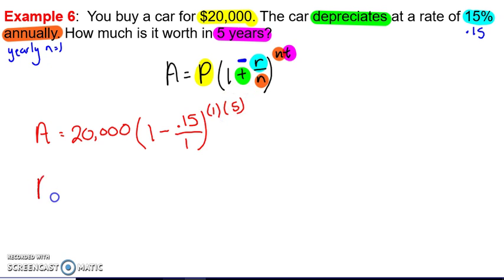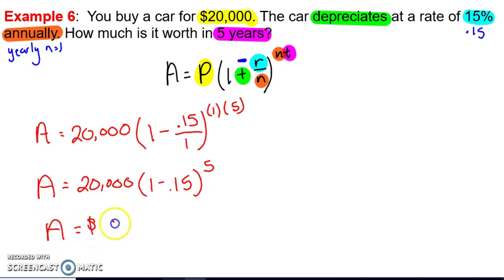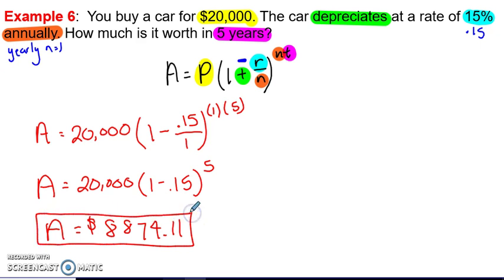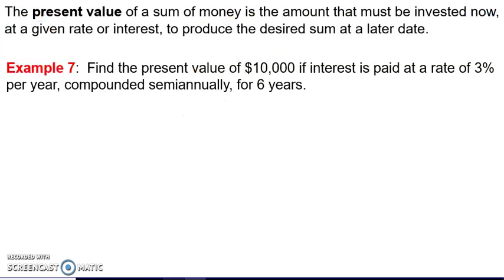Ultimately, you could rewrite it as A equals 20,000 times 1 minus 0.15 to the 5th power. If you put it in your calculator, you will get $8,874.11. So it's going to be worth only roughly $8,874 after 5 years. Okay, so let's look at the next one.